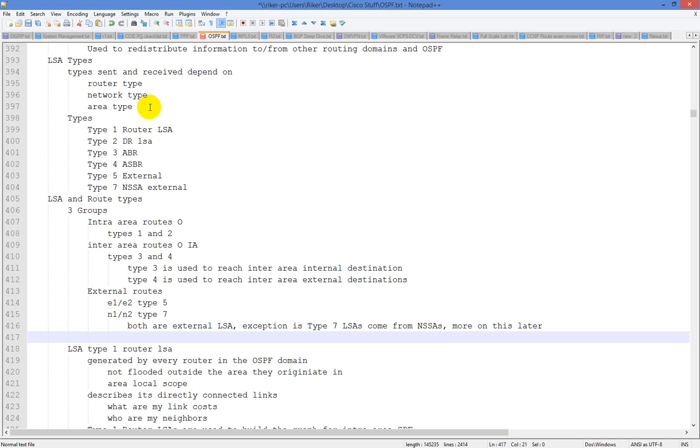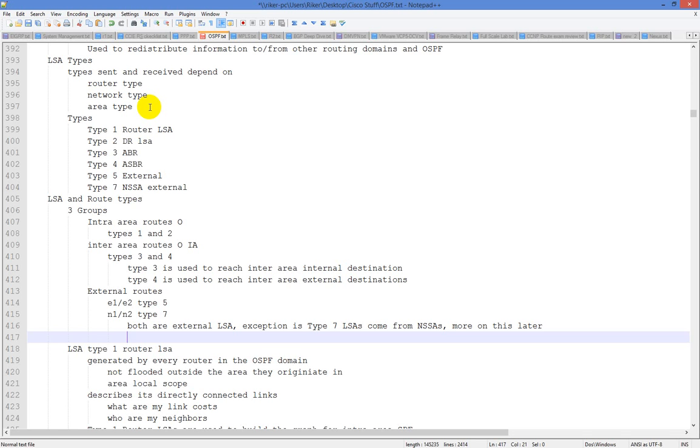Then if you were to break that down just a step farther, you would have stub and transit. When we get into Type 2 LSAs, they are only seen in a broadcast and a non-broadcast multi-access environment.